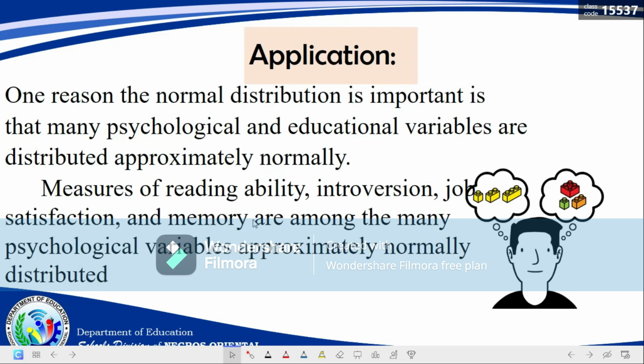Okay, so application. One reason the normal distribution is important is that many psychological and educational variables are distributed approximately normally. Measures of reading ability and introversion, job satisfaction, and memory are among the many psychological variables approximately normally distributed.